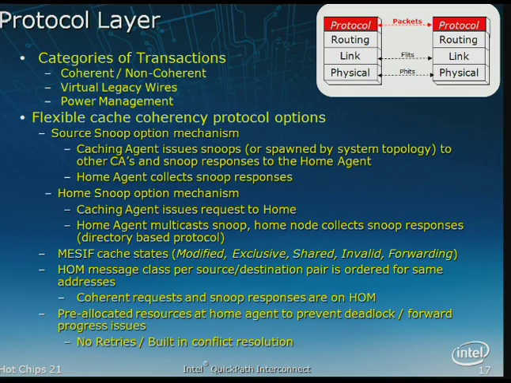Protocol layer. Basically, what does the protocol layer define? It defines coherent and non-coherent transactions. In addition, even though we don't have the frontside bus anymore, every line of code written for IA32, we have to support. We can't break that paradigm. So all those things we grew to hate about the frontside bus, we have to provide some analogy to emulate that behavior. And we refer to this as virtual legacy wires, or VLWs.